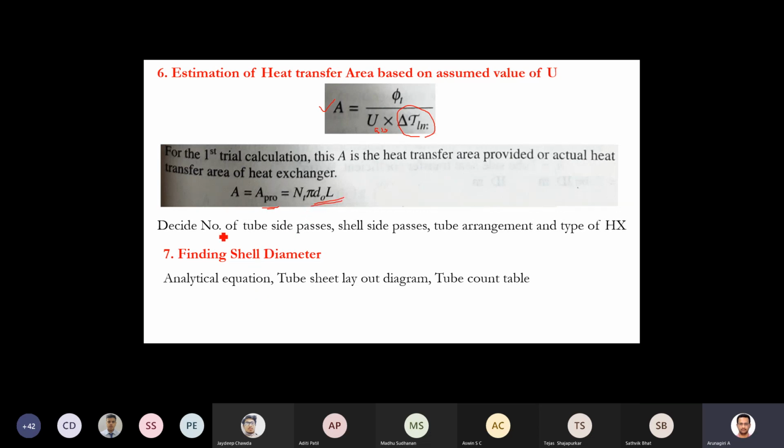Now here we have to decide the tube side passes, shell side passes, tube arrangement, type of heat exchanger. Everything you have to decide. And tube diameter, how it is being arranged, triangular pitch or square pitch, everything. Then finally you have to find the shell diameter. So for shell diameter, as we discussed, you can use three different methods: analytical equation, tube sheet layout diagram, or tube count table. Using these, you can calculate the shell diameter.